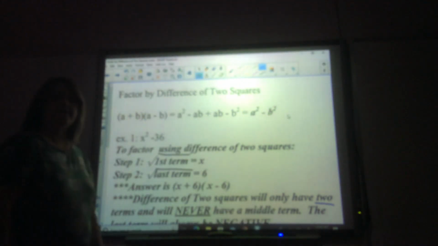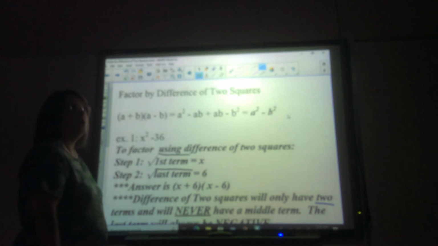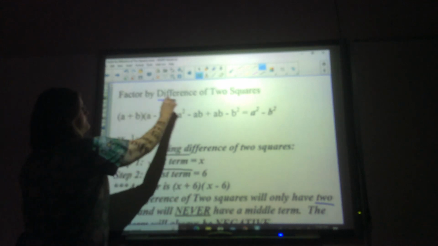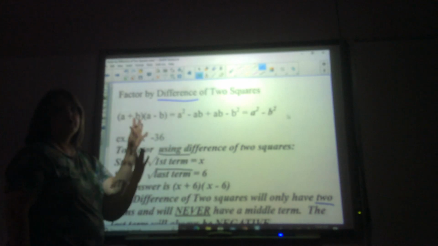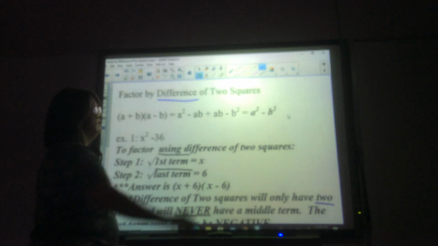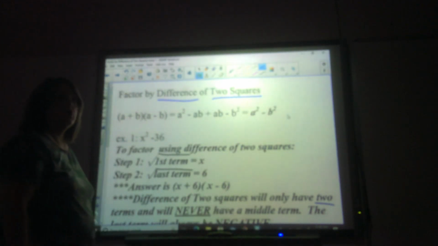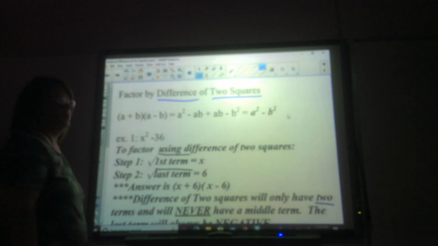We're going to factor by the method of the difference of two squares. Now notice what it's called. The difference. Difference is subtraction. So that means there's going to be a subtraction sign between them. Two squares. That means that both terms will be a perfect square.